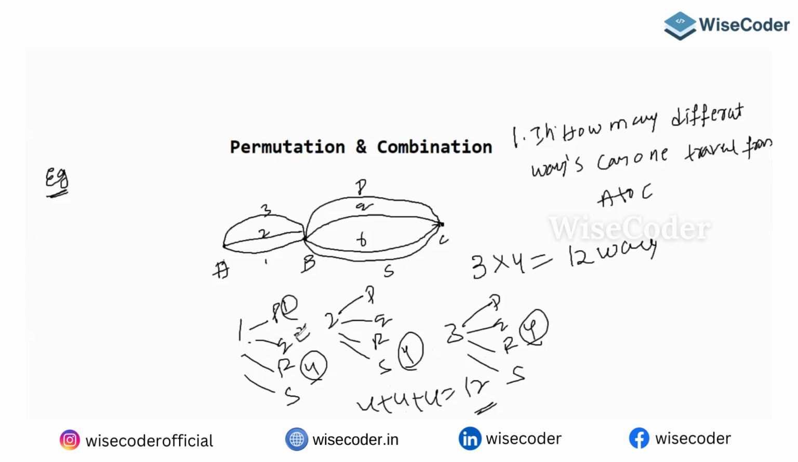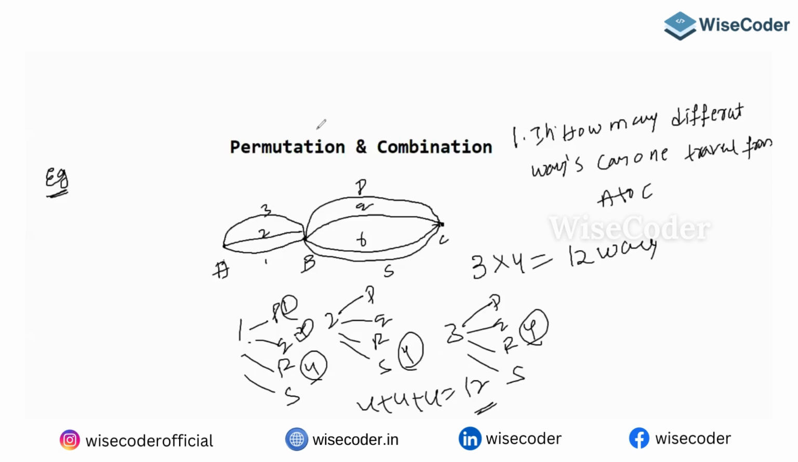This is one way, this is the other way, this is the other way. This is how you can reach from A to B and B to C. It's a very simple question. I hope everybody got it. Sometimes they'll ask you like this.